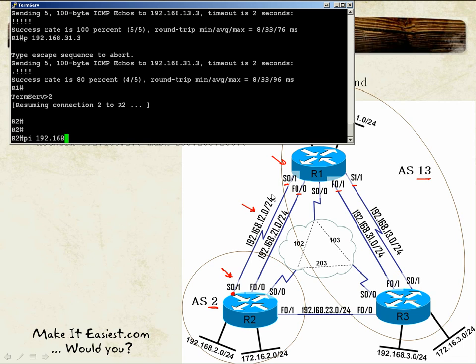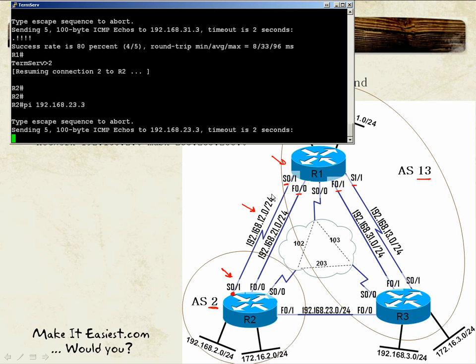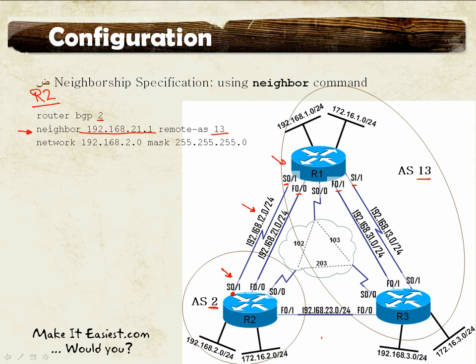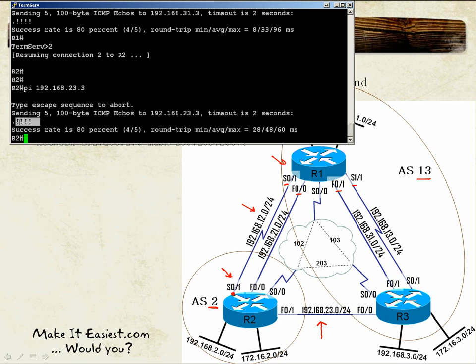Ping over to 192.168.23.3. I'm pinging from router 2 over to router 3 over the fast Ethernet connection right here. And it says that it is successful. So currently I have no problem communicating between routers. So I guess we could start configuring router 2. Okay.